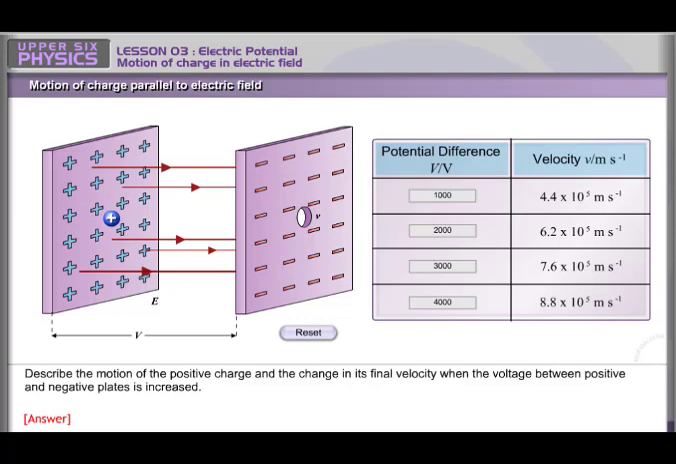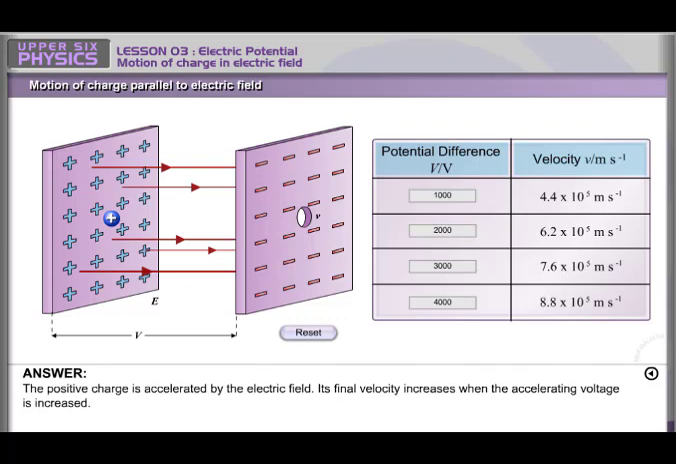Describe the motion of the positive charge and the change in its final velocity when the voltage between positive and negative plates is increased. Answer: the positive charge is accelerated by the electric field. Its final velocity increases when the accelerating voltage is increased.